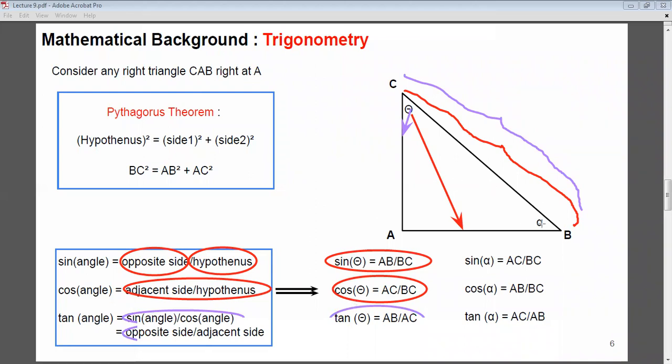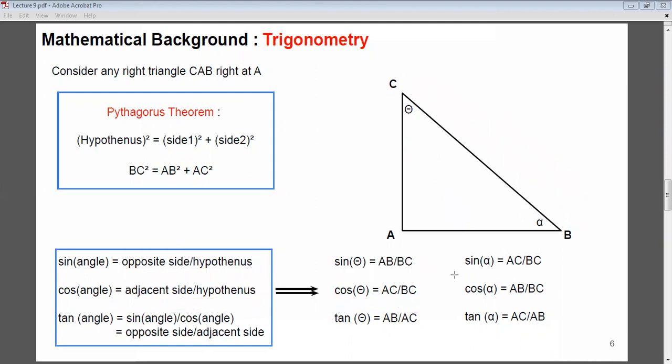Let's look now at angle alpha. So let's apply the same rules, but for angle alpha. The sine of angle alpha is opposite divided by the hypotenuse. What is the opposite of angle alpha? It's AC. The hypotenuse, BC. So it is AC divided by BC. The cosine is adjacent over hypotenuse. Sorry, the adjacent is AB, divided by the hypotenuse. So it is AB divided by BC.